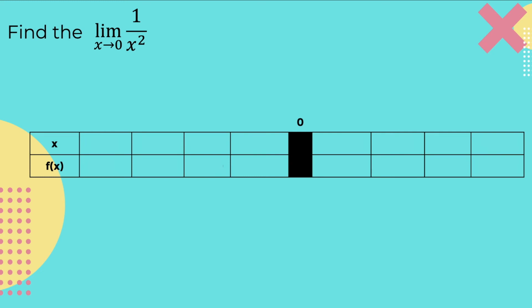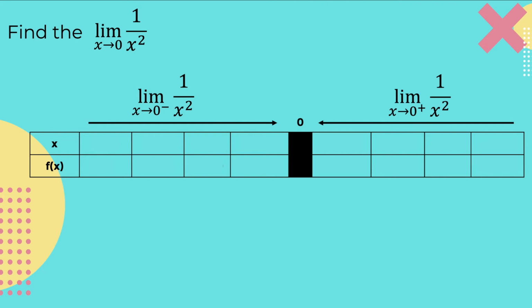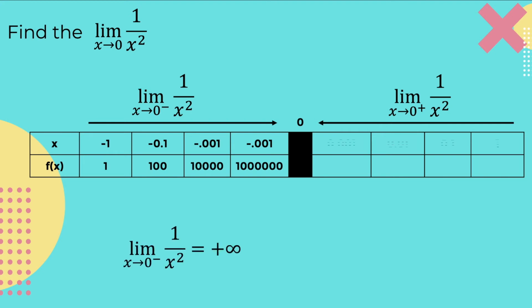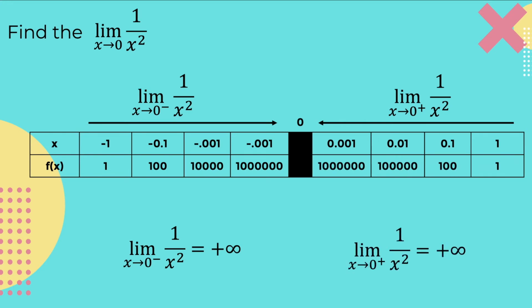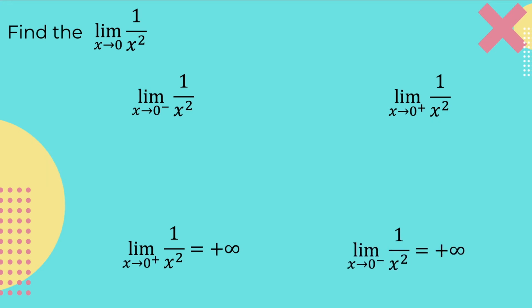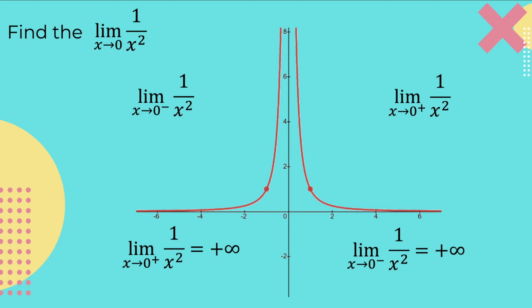Using a table of values, we can compute for the left-hand limit and right-hand limit of the given function as x approaches 0. As shown in the table, the values of f of x as x approaches 0 from the left and as x approaches 0 from the right become infinitely large. Let's analyze the graph of the function. As you can see in the graph, the value of f of x becomes infinitely large as x approaches 0.